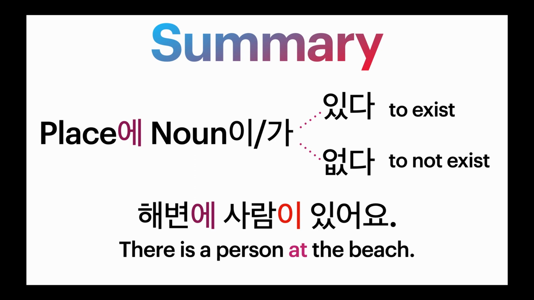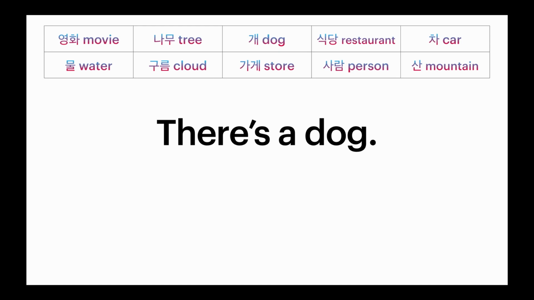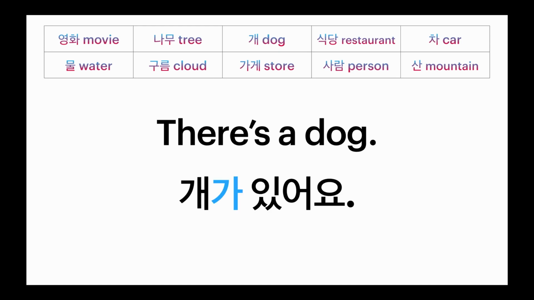And finally today, let's go ahead and get into the practice party, which as always, please pause as much as you need. I will be going faster in this section, but it's not because I expect you to go faster, I just want to save time for the video. So let's go ahead and get those 10 nouns up that you learned earlier today, and let's start with there's a dog. 개가 있어요.